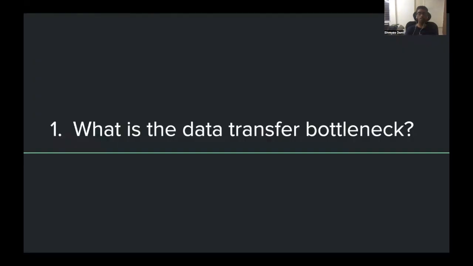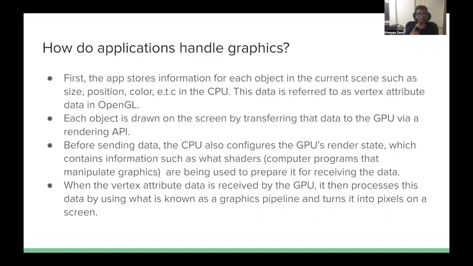Now, first, what is the data transfer bottleneck? To understand that, we must first understand how applications handle graphics. First, an application will store the information for each object in the current scene, such as size, position, and color. This data is referred to as vertex attribute data in OpenGL. Each object is drawn on the screen by transferring that data to the GPU via a rendering API. Before sending that data, however, the CPU also configures the GPU's render state, which contains information such as what shaders, which are computer programs used to manipulate graphics, are being used to prepare it for receiving the data.